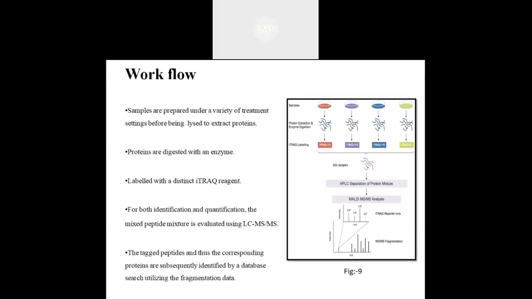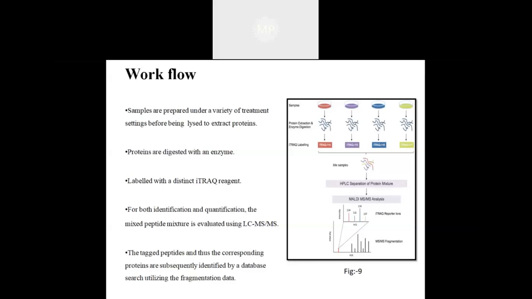This is the workflow of iTRAQ. From figure 9, we can see the different types of samples. From the different samples, we extract the protein. So basically what happens: firstly, the samples are prepared under a variety of treatment settings before being lysed to extract proteins. After that, proteins are digested with an enzyme such as trypsin to form proteolytic peptides. And after that, a standard protein assay is used to assess the protein concentration of each sample.